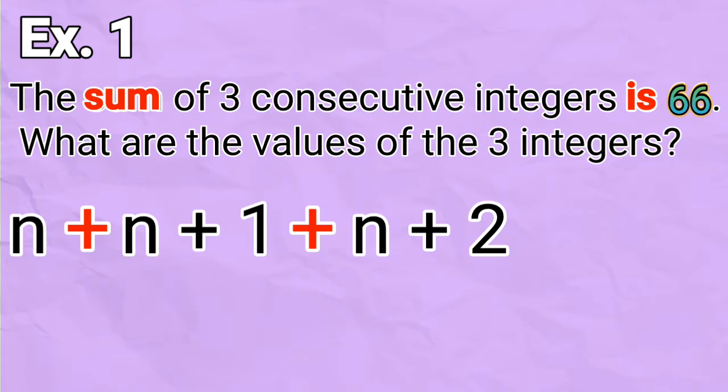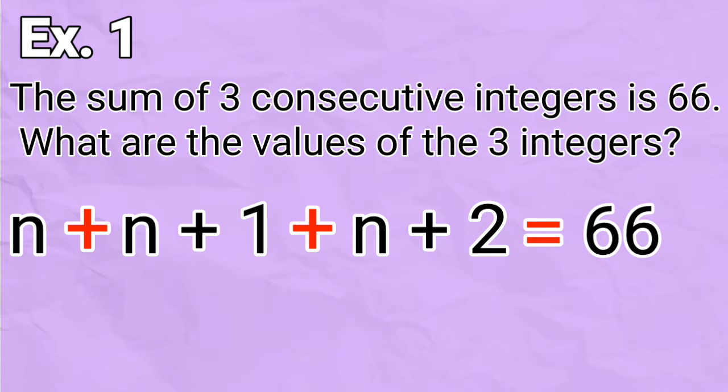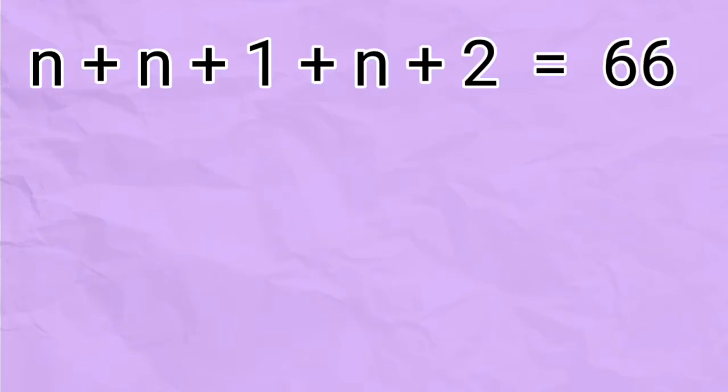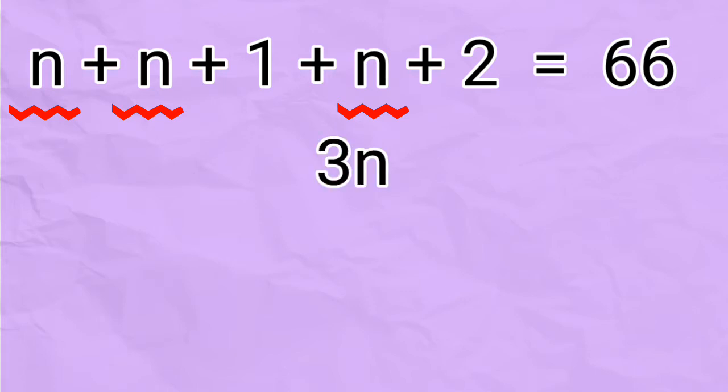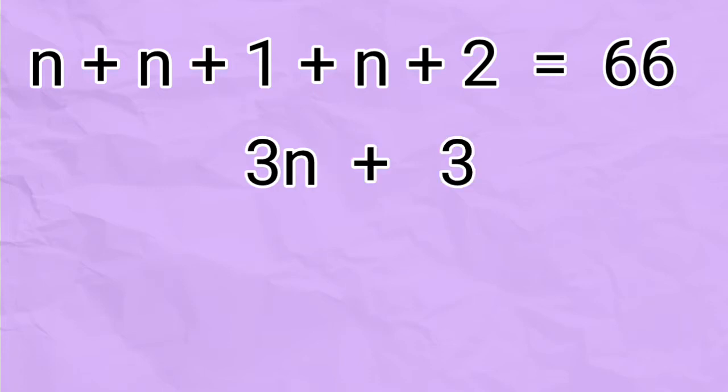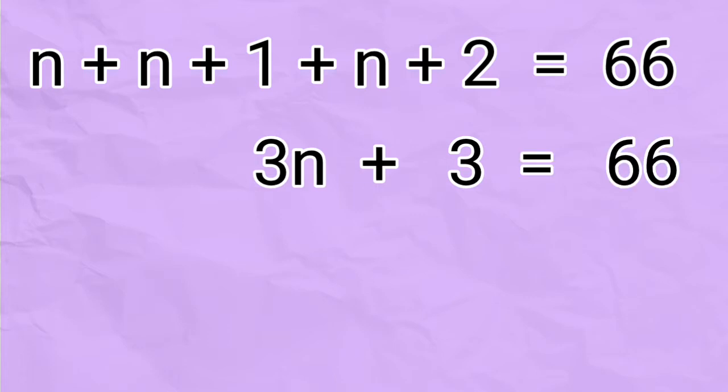So let's put that down in equation form. I have n plus n plus 1 plus n plus 2 equals 66. Now all we have to do is solve the equation for n. So we'll collect like terms. N plus n plus n, that's 3n. Next, we add up the numbers. We have 1 plus 2, that equals 3. So we have 3n plus 3 equals 66.